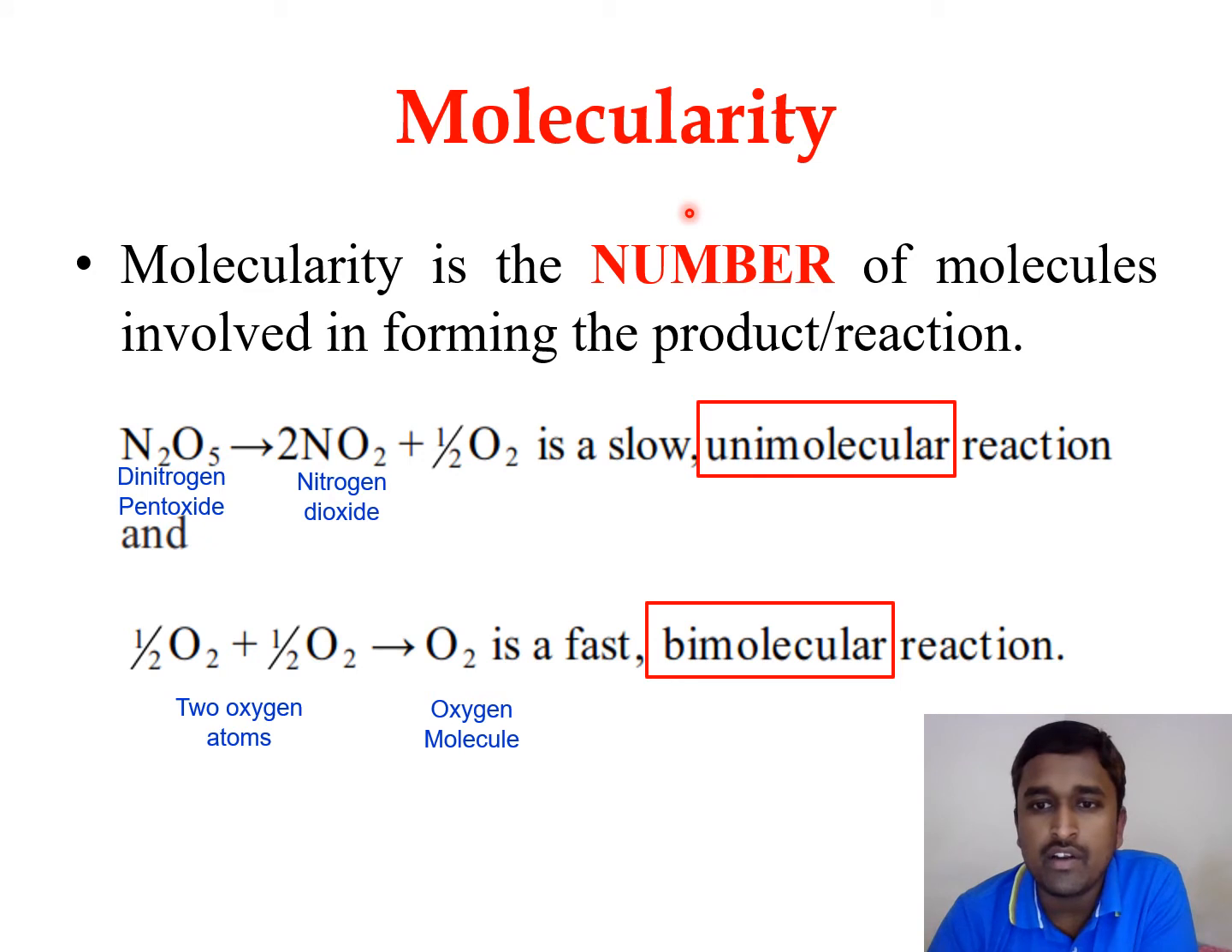Next is molecularity. Molecularity is the number of molecules involved in the formation of the product in a reaction. Take an example of nitrogen pentoxide. Nitrogen pentoxide gives two molecules of nitrogen dioxide plus one oxygen atom. The reaction is slow and it is called a unimolecular reaction because one molecule gives rise to the products. Coming to the next example, two oxygen atoms combine together and give an oxygen molecule, and the reaction is fast, and it is a bimolecular reaction because two components are combining and giving one product.